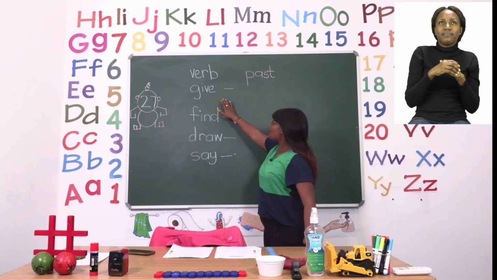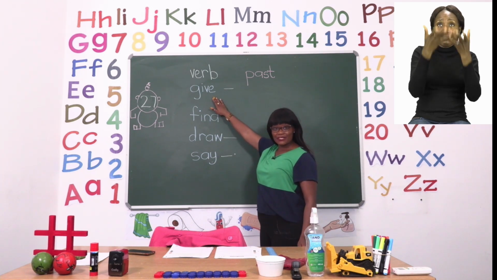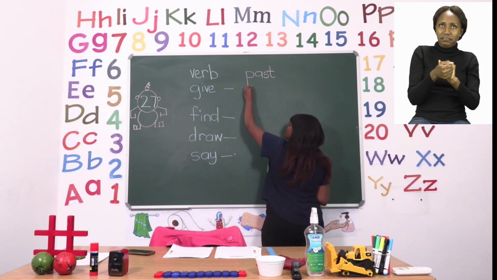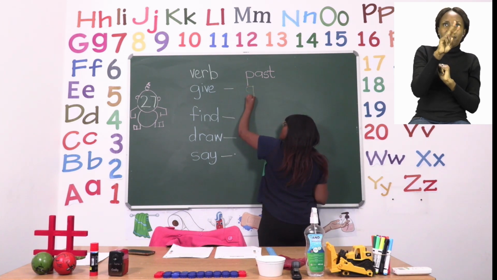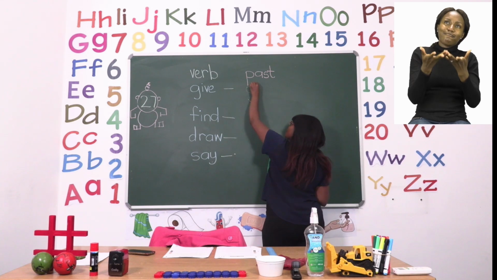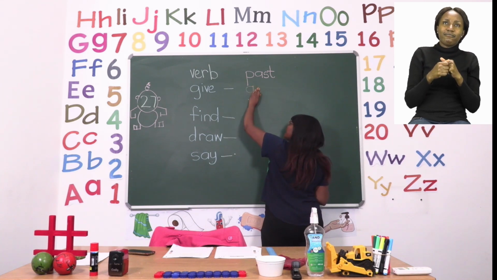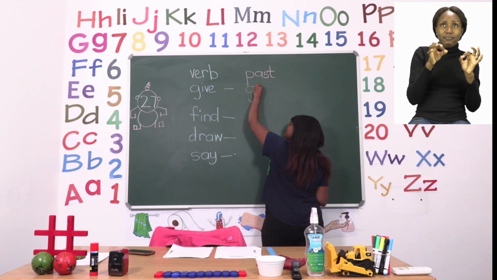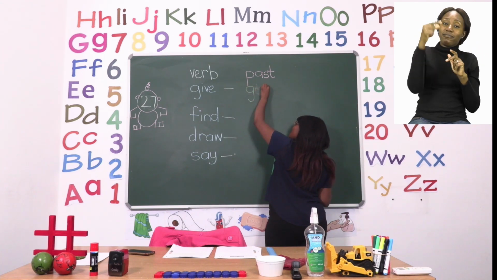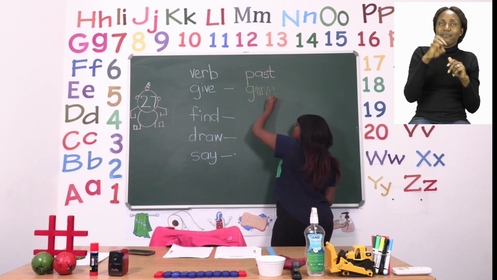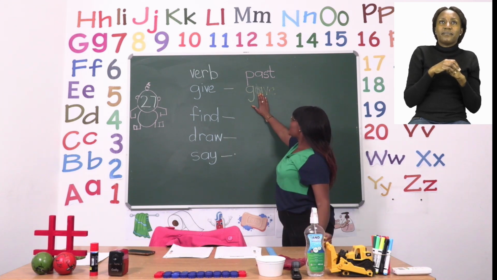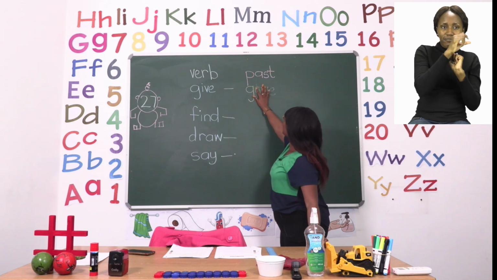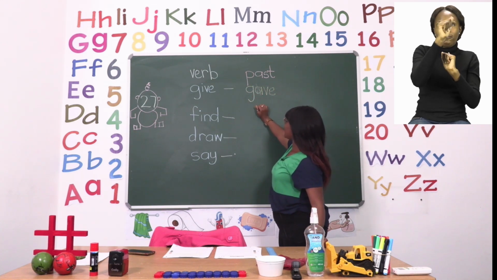Our example was give. That was the verb we got. And then we changed give to gave. I give my mother a present. I gave. Oopsies, teacher. Past tense, please. I gave my mother a present. So, we know that we have changed the word from give to gave. There we go. There's an A there.